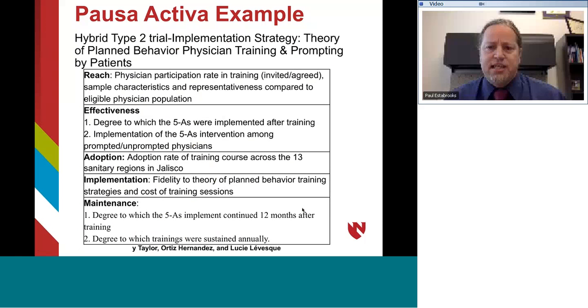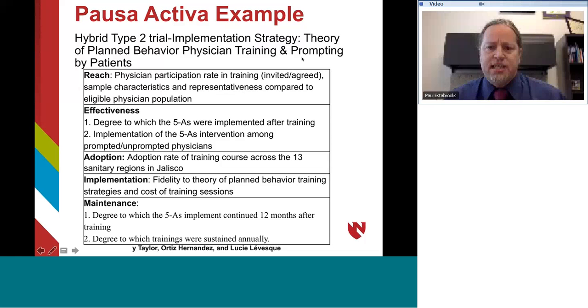And so now, since we are doing a type 2 hybrid trial, we also have an implementation strategy. And so this implementation strategy is a theory of planned behavior designed physician training. And we also had another piece that allowed patients to prompt their physicians to initiate the 5 A's. And I won't go into detail on what each of those were, but we have these in combination. So we didn't really have necessarily a comparison between 2 implementation strategies. We had a comparison of this implementation strategy relative to people who did not receive the training.